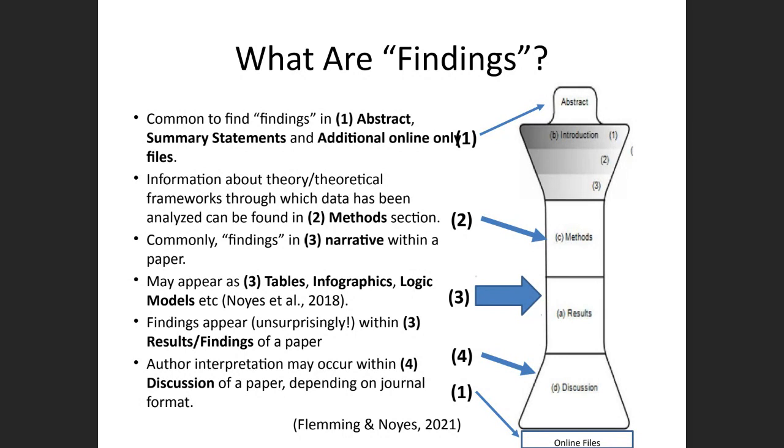It's important to note that findings can also be found in the methods section, for example, in terms of the selection of an appropriate theory or theoretical framework. They can also be in the form of the discussion, where the author may add their interpretation to the data from the results or findings section.